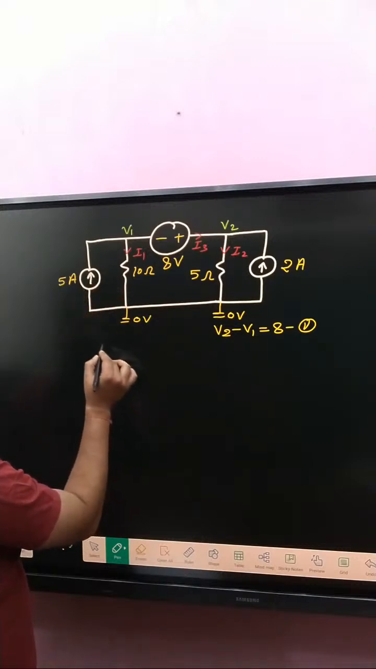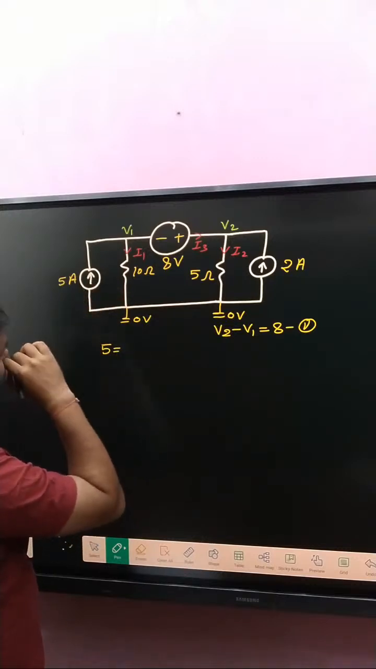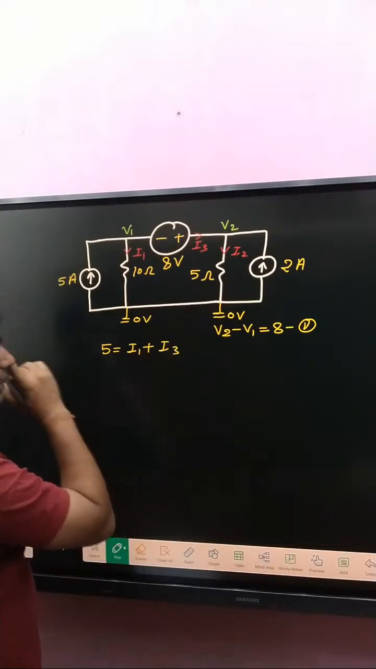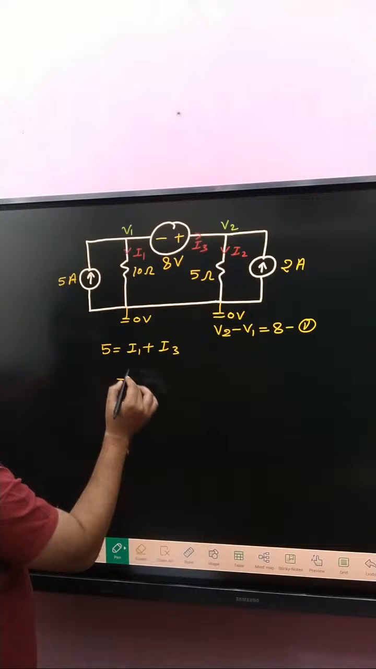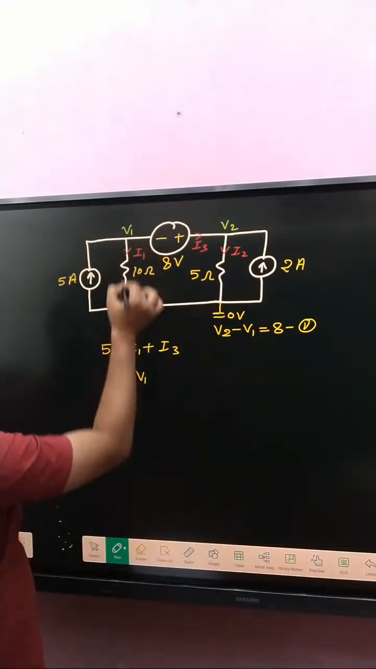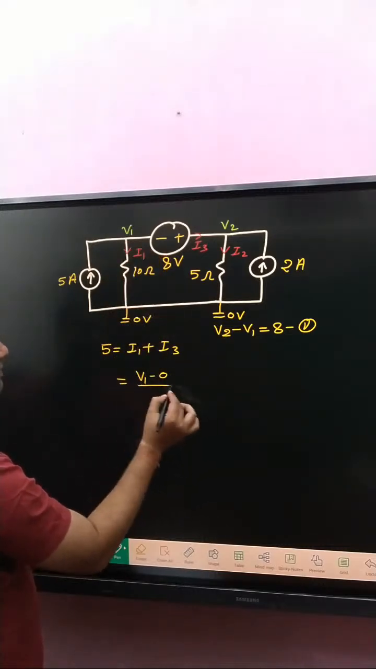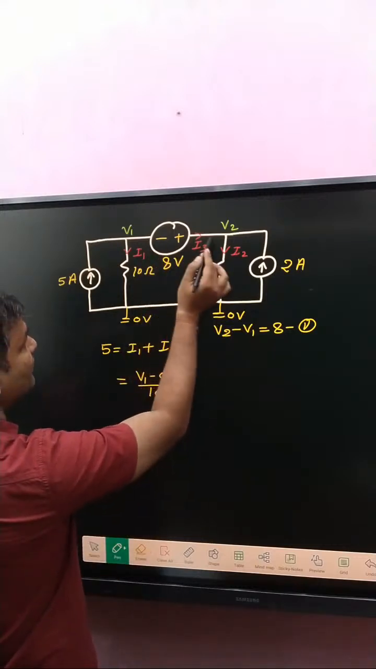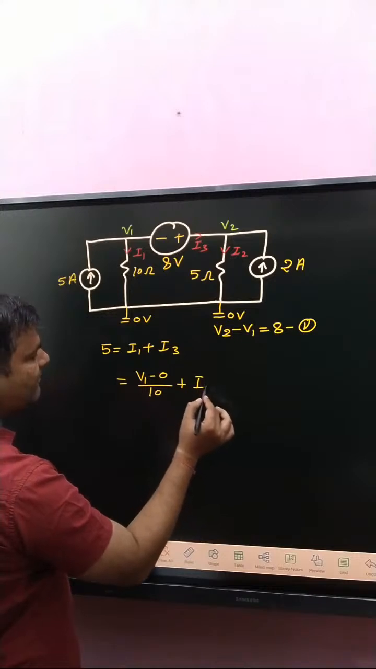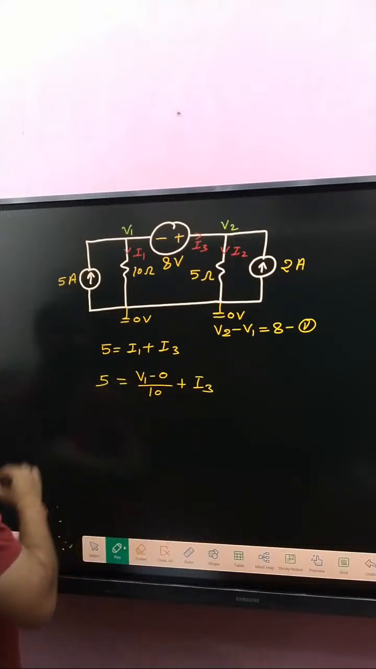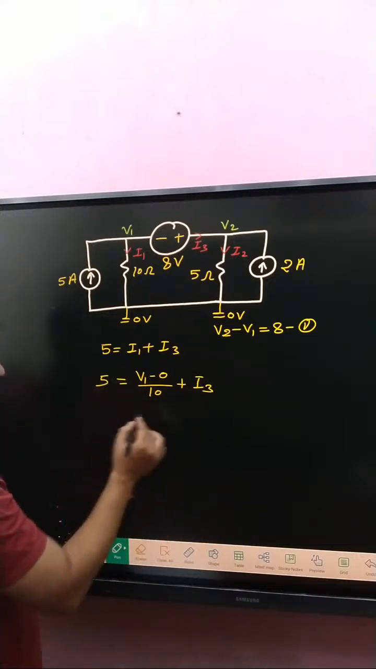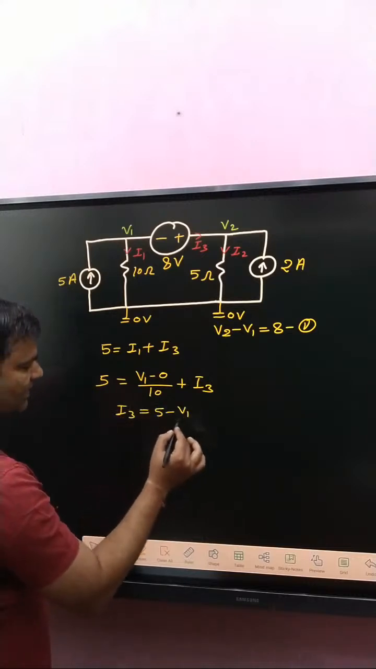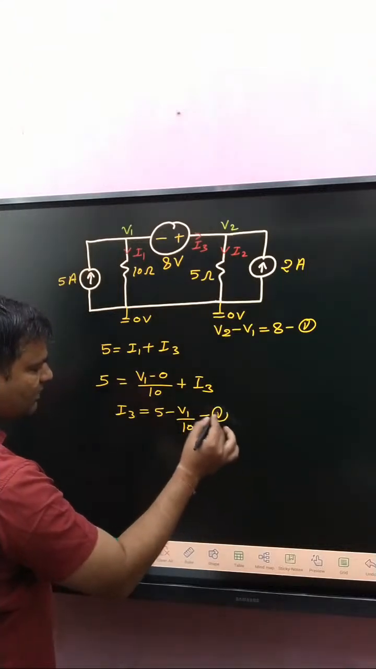Incoming current, how much? 5 ampere. Outgoing current, I1 plus I3. What about I1? I1 is basically V1 minus 0 divided by how much? 10. And what about I3? I3, no resistance given, so simply written I3, and that is 5. Okay, clear? Or you can say that I3 is written 5 minus V1 by 10, that is equation number 1.